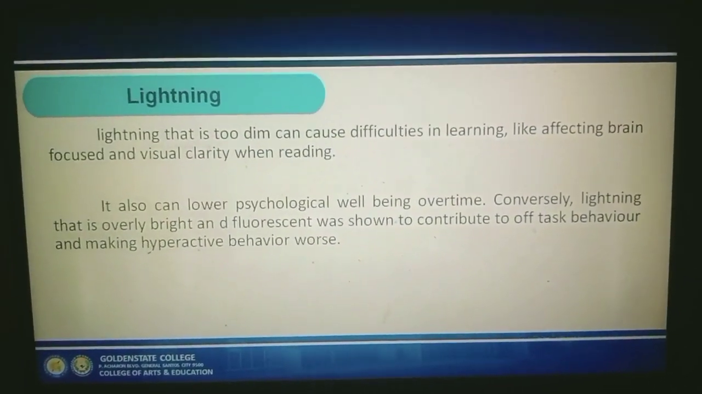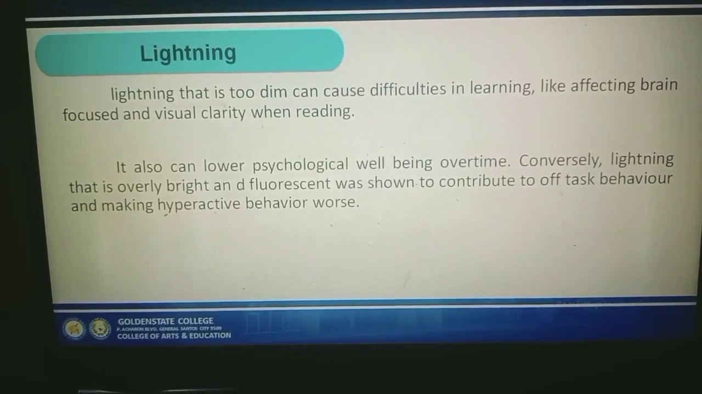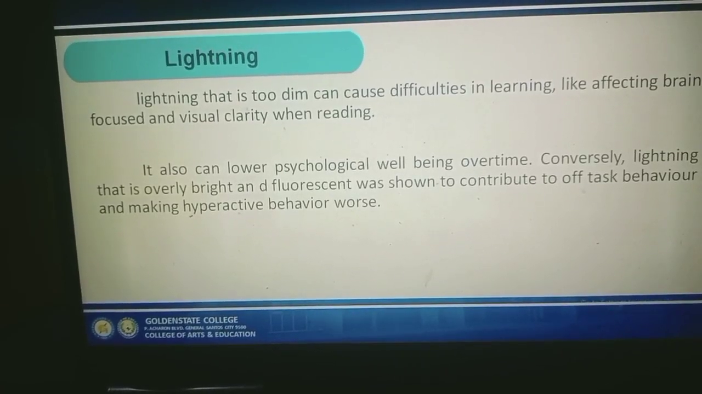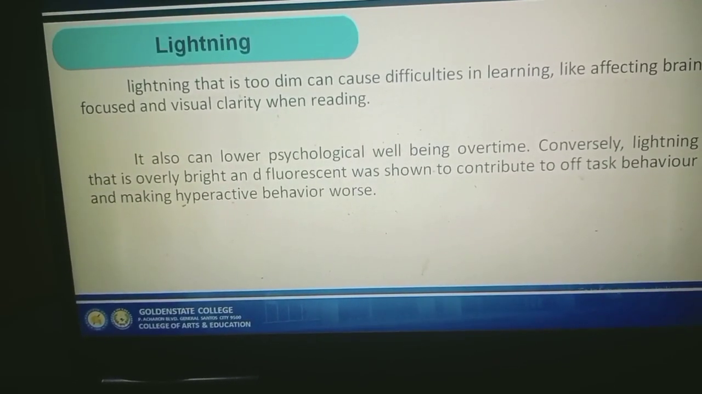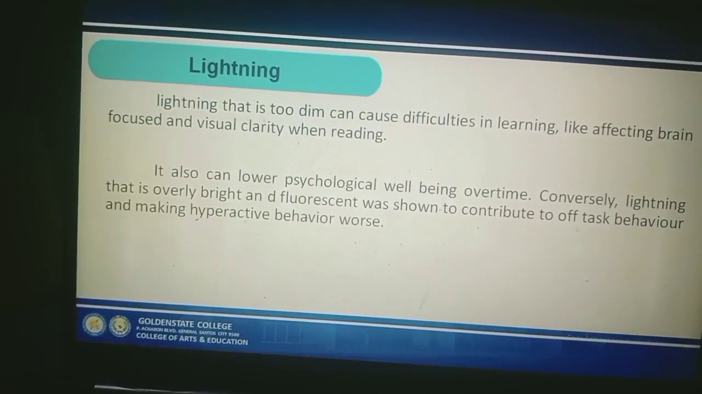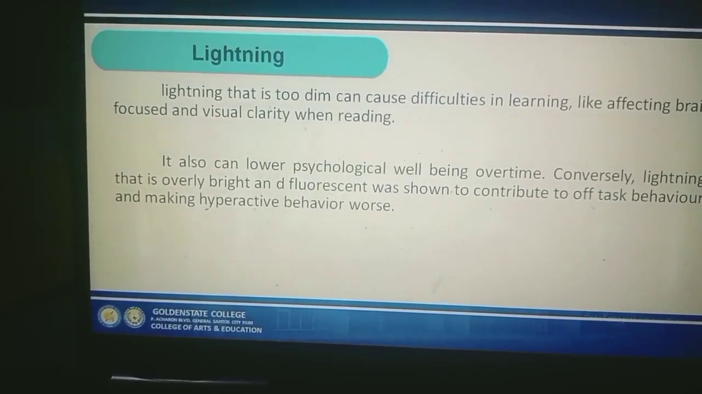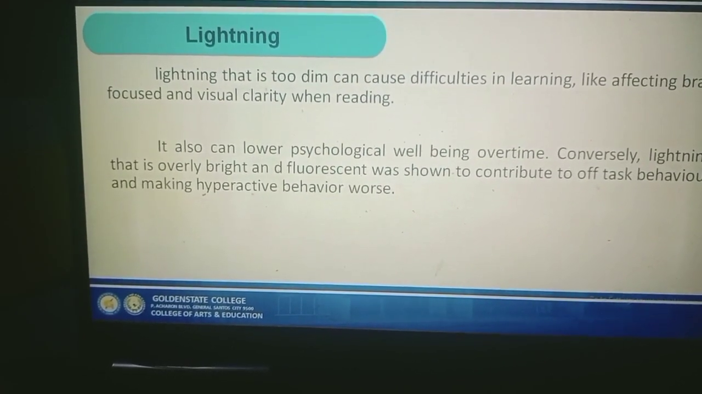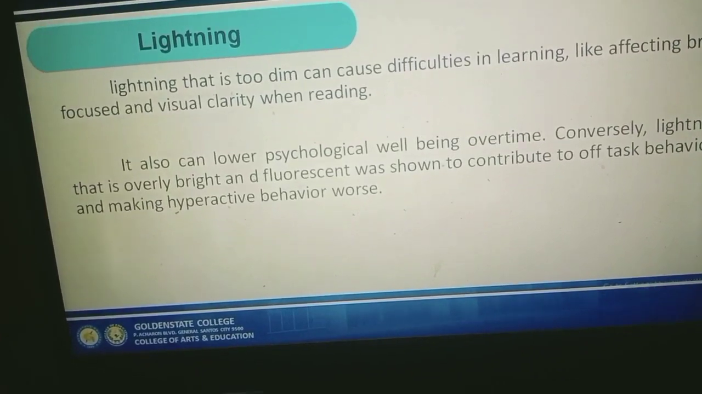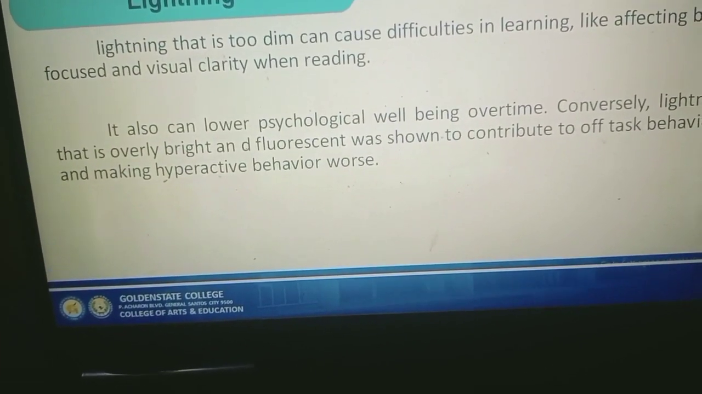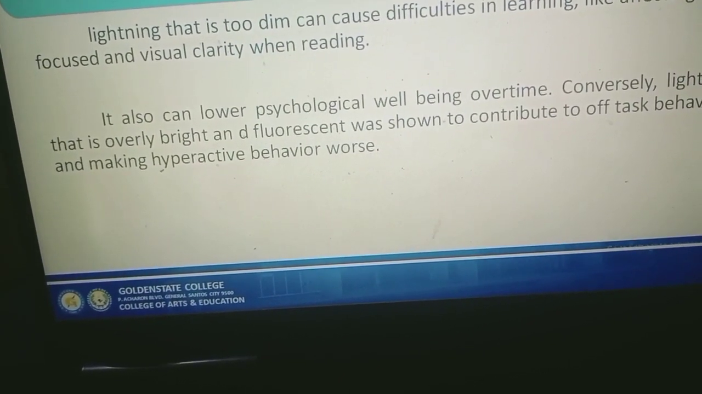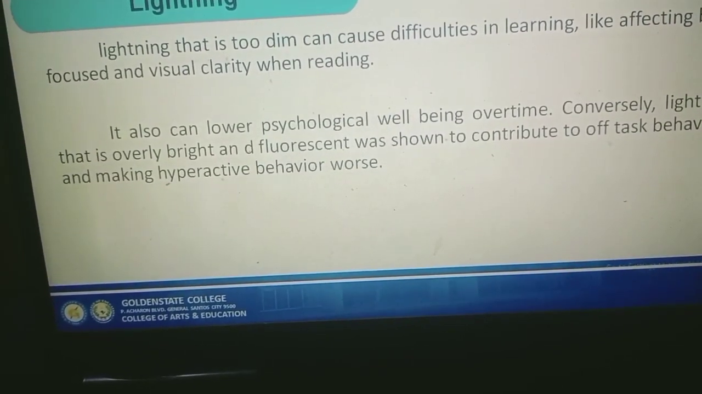So next, let's proceed to lighting. Lighting, if poor, can cause difficulties in learning, like affecting brain focus and visual clarity when reading. Meaning, if the light in our classroom is too much, it causes difficulties in learning. So it's really important that our lights are just right. It can also lower psychological well-being over time.